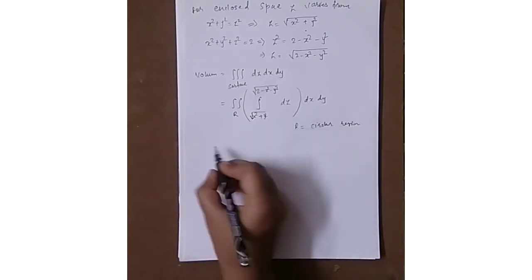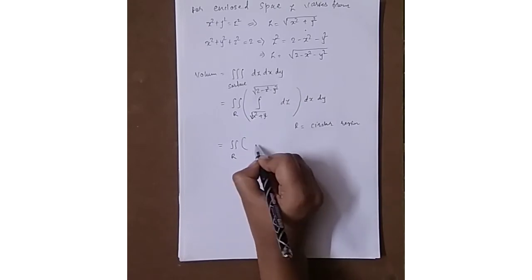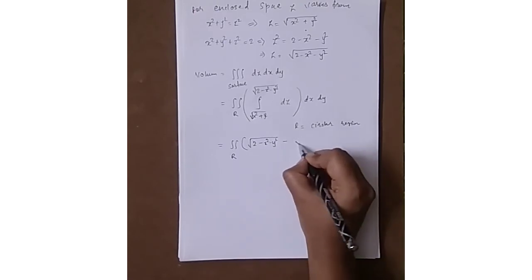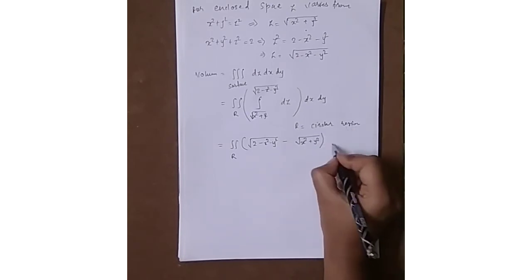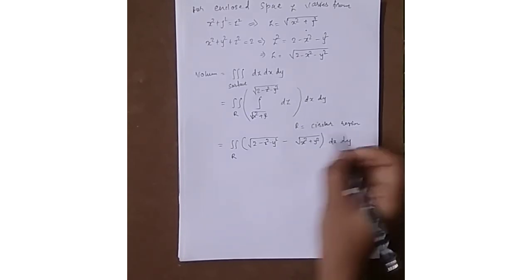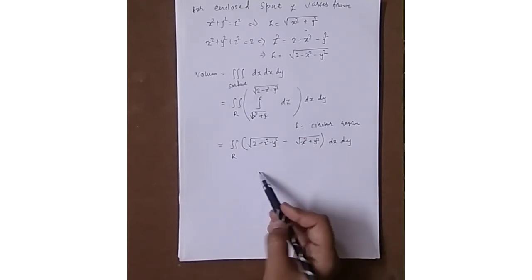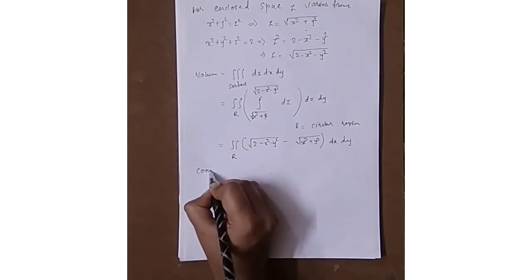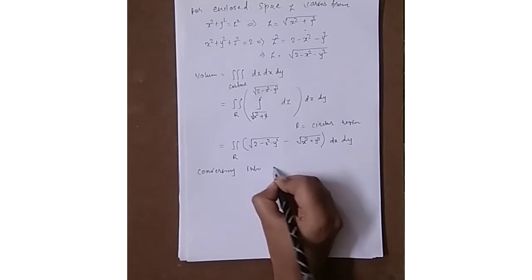So integrating this, double integration over R, we have 2 minus square root of 2 minus x square minus y square minus square root of x square plus y square, dx dy. Now we are converting this Cartesian coordinate into polar coordinate. So volume is equal to, first converting into polar coordinate.